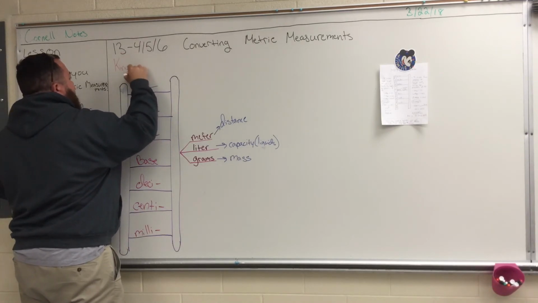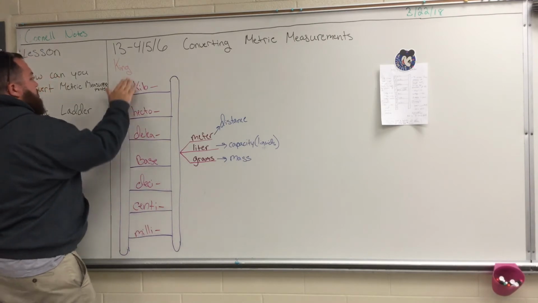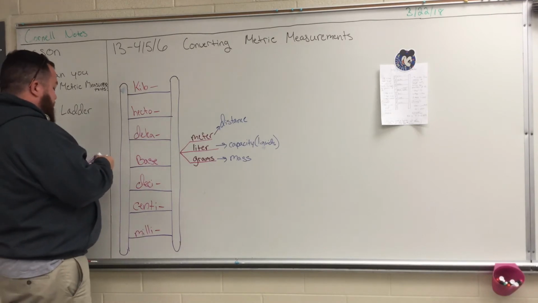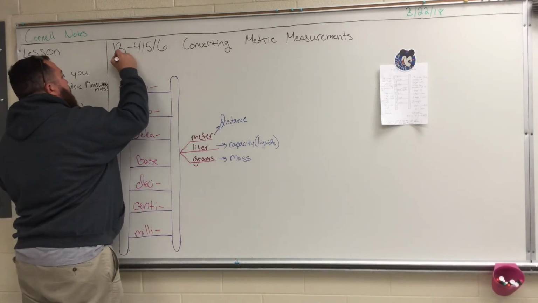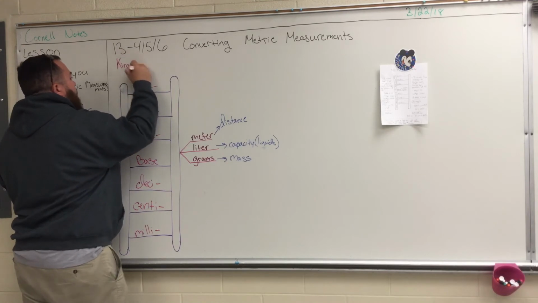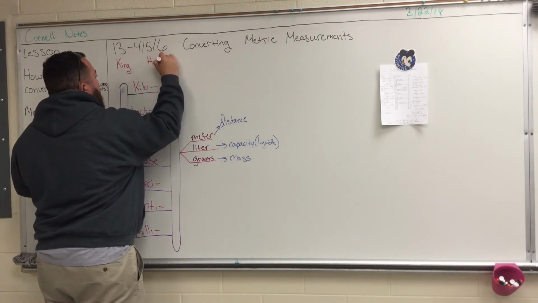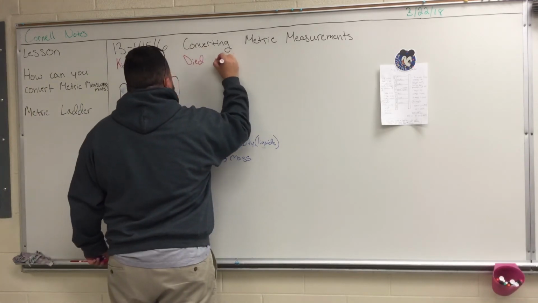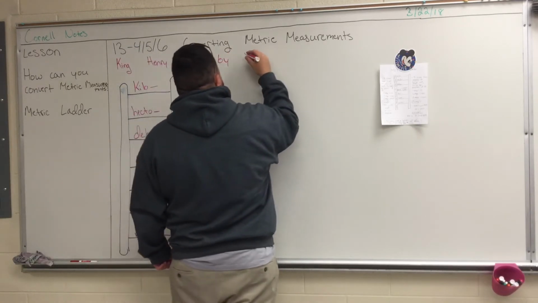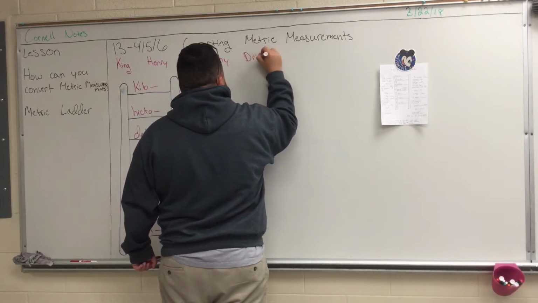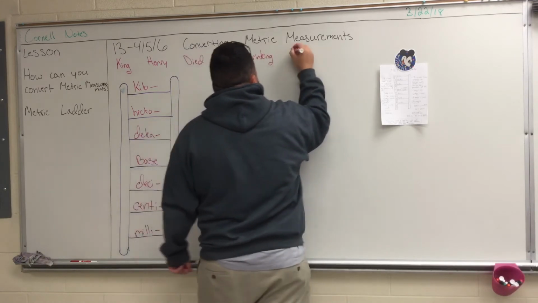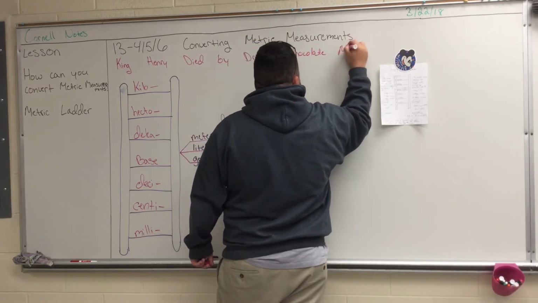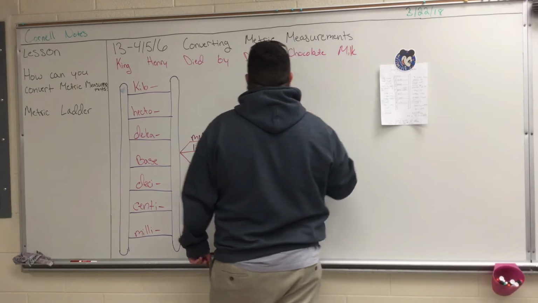Okay? King, you guys see that or not really? We can see it. Make sure it's good for the video. King Henry died by drinking chocolate milk. Can you see all this in the video, Abby?